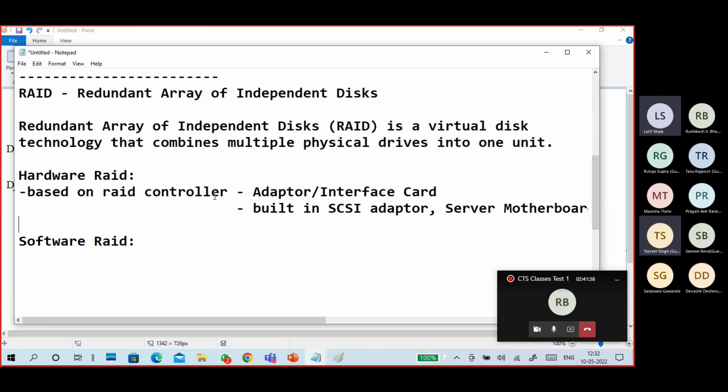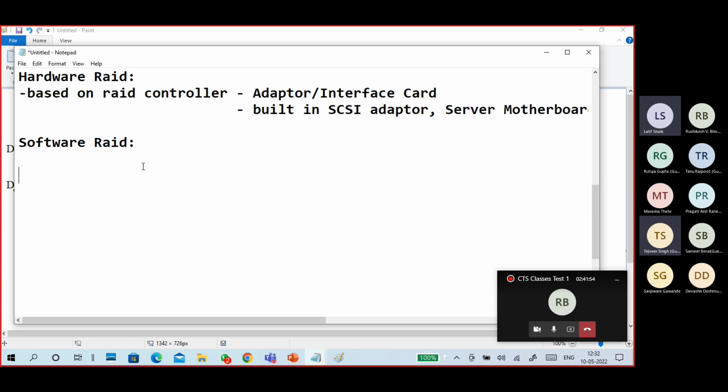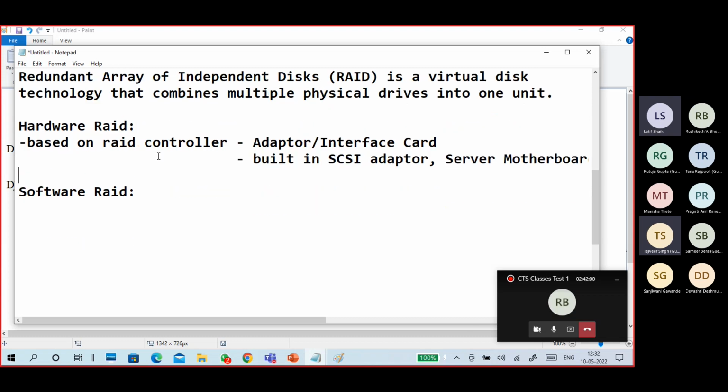So the controller can be an adapter or interface card, or it may be built into a SCSI card. You insert a SCSI card, and it comes with RAID internally. Or it can be directly on a server motherboard. Some motherboards have it, and in the olden days it was there. Now we can't see anything because it's costly and no one shows a server motherboard like this. So that is hardware RAID.